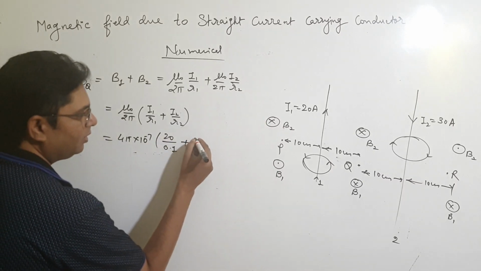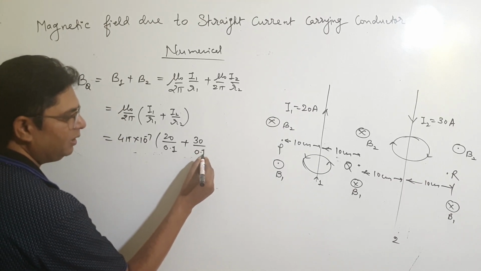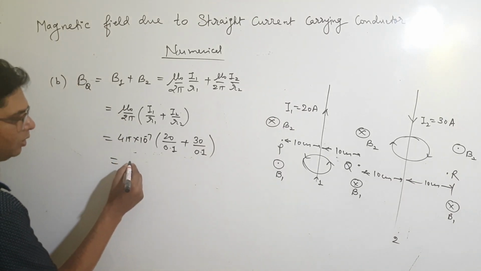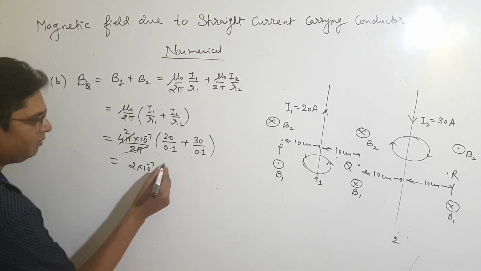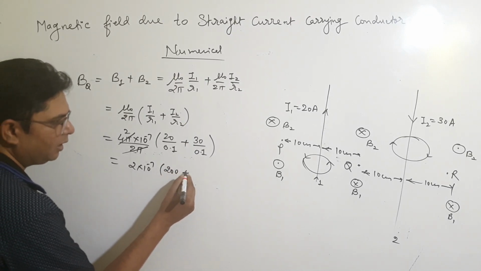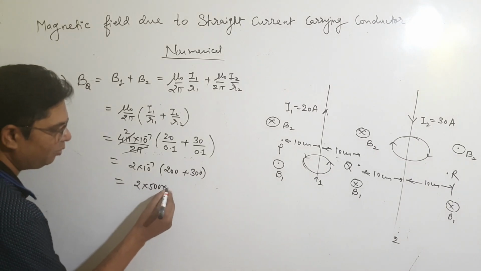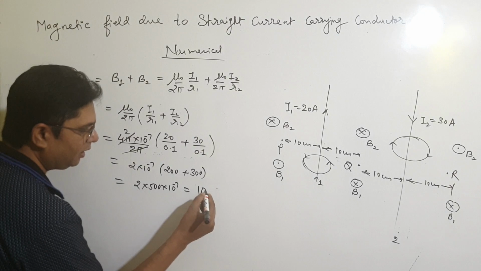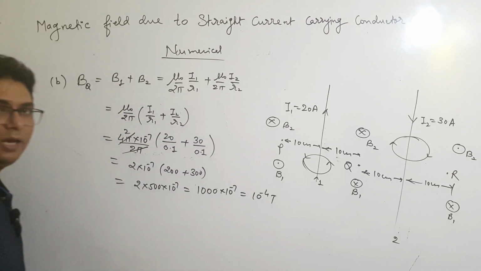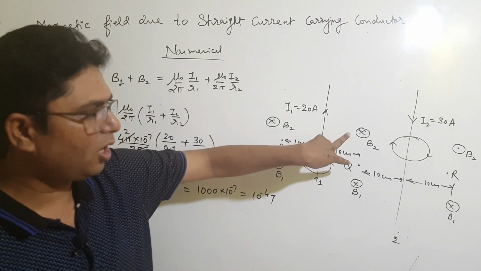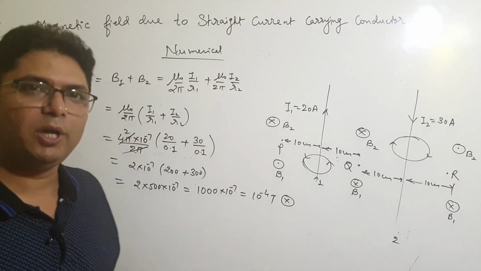So here you have 30 upon the distance, which is 10 centimeter, that is 0.1 in meter, divided by 2 pi. Again we cut this 2 pi, we have 2 here, 2 times 10 to the power minus 7 under bracket 200 plus 300, which is 500. So 2 into 500 into 10 to the power minus 7 means 1000 times 10 to the power minus 7, which is 10 to the power minus 4 Tesla. And what about the direction? Both are cross, which means they are inward to the plane of paper. So again we have the same direction, inward to the plane of paper.